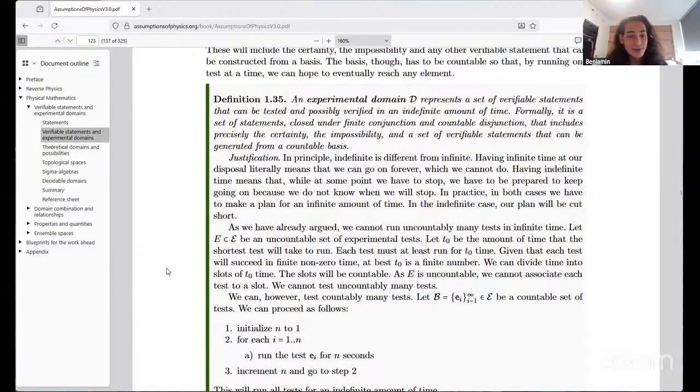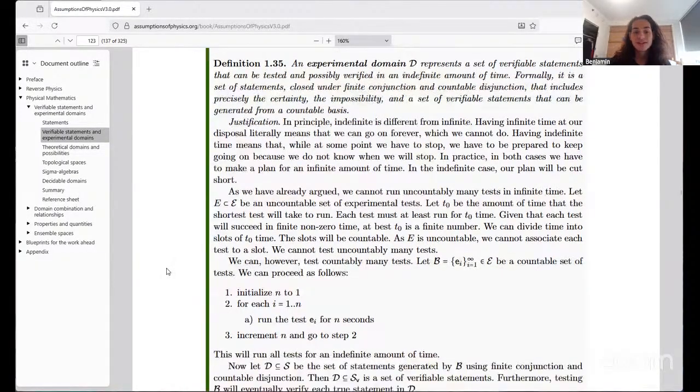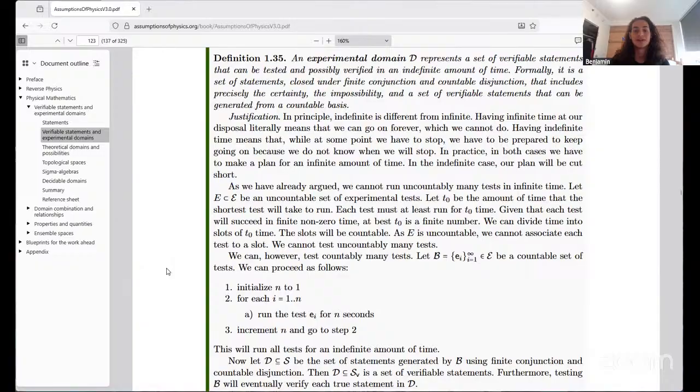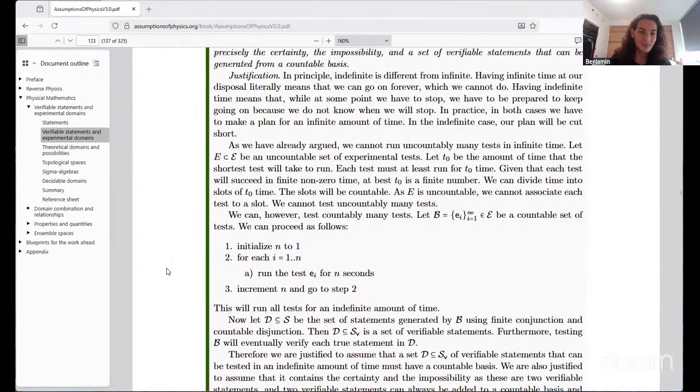Justification. In principle, indefinite is different from infinite. Having infinite time at our disposal literally means we can go on forever, which we cannot do. Having indefinite time means that, well, at some point we have to stop. We have to be prepared to keep going on because we do not know when we will stop. In practice, in both cases we have to make a plan for an infinite amount of time. In the indefinite case, our plan will be cut short. And as we've already argued, we cannot run uncountably many tests in infinite time.